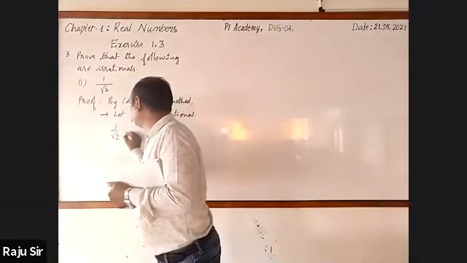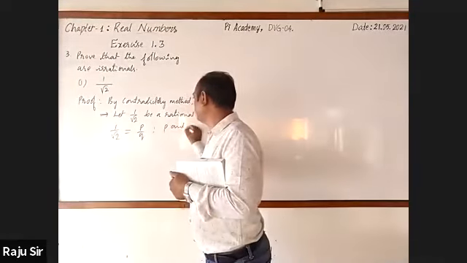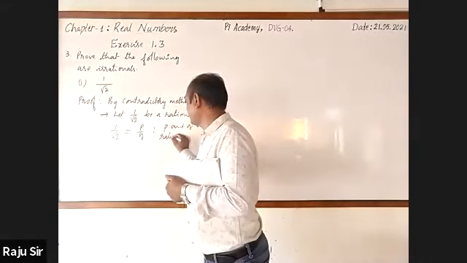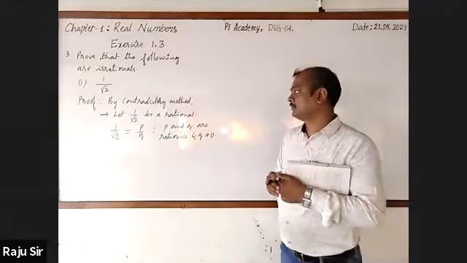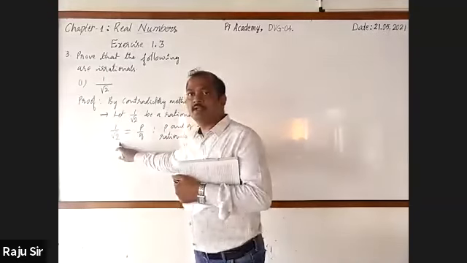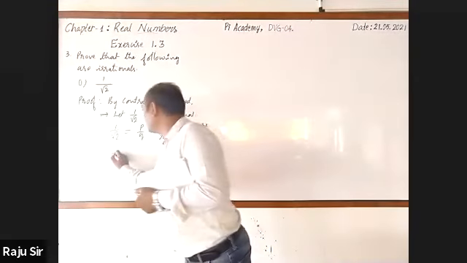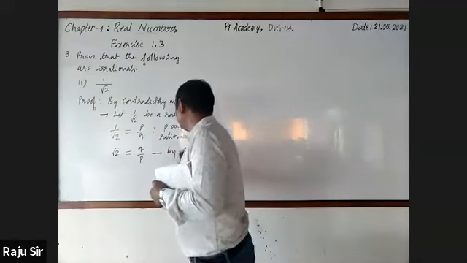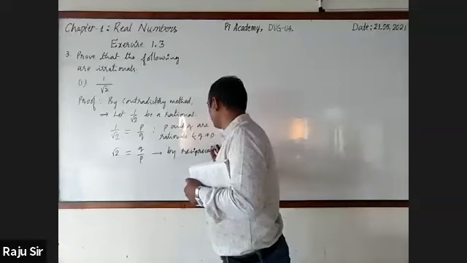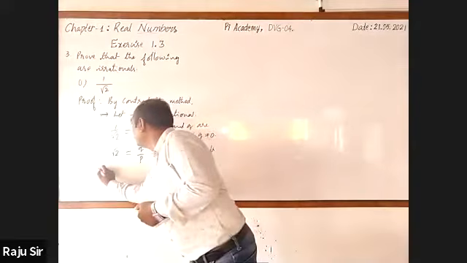Then 1 by root 2 is equal to P by Q, as it is a rational number, where P and Q are rational and Q is not equal to 0. As root 2 is in the denominator, let's go for taking the reciprocals of both LHS and RHS. I'll write root 2 is equal to Q by P by reciprocals. And we all know that P and Q should be co-primes.